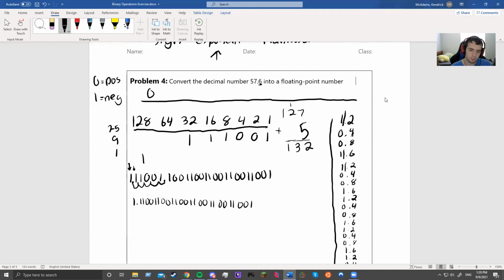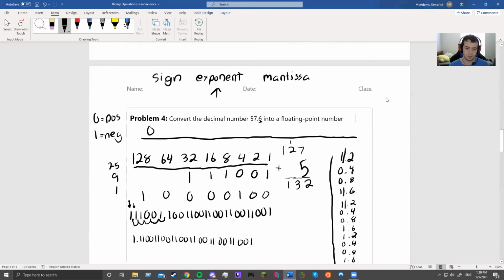So now we're going to see wherever else this fits in. 64 doesn't fit into 4, 0. 32 doesn't, 0. 16 doesn't, 0. 8 doesn't, 0. But 4 does, because that's the number. So 1, 0, 0. And here we go. We've got our exponent right here. It's this 8-digit number, 1, 0, 0, 0, 0, 1, 0, 0. Let's write it down here. 1, 0, 0, 0, 0, 1, 0, 0.